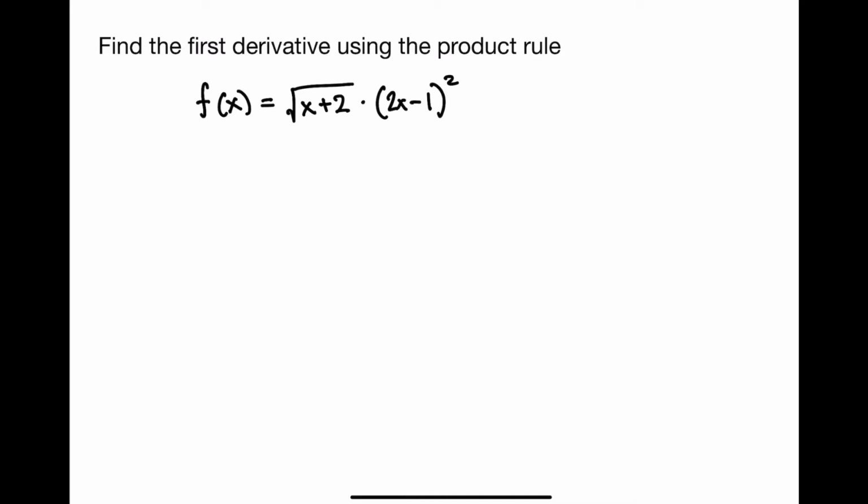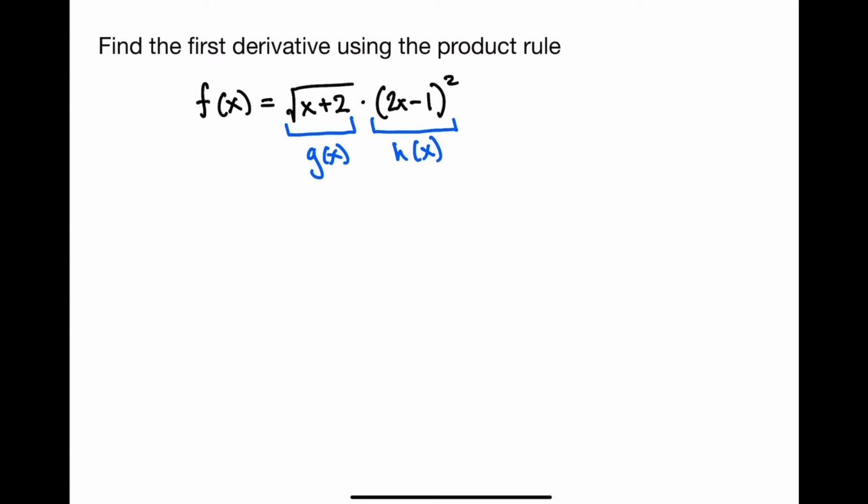So the first thing that you want to do when you approach a product rule question is define what two functions are being multiplied together. So in our case, it's going to be the square root of x plus 2 and then the 2x minus 1 squared. All right, so I'm just going to give a name to each of these. I'm going to call this one g of x and this one's h of x. But that's totally arbitrary. You can name them whatever you like.